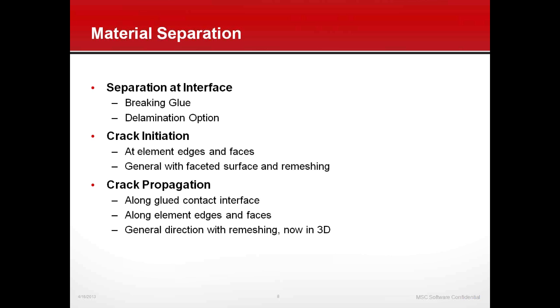Since many releases, we can do growth along glued contact interfaces. That was up to now the only option for 3D, full 3D. Now we can also grow along element faces and element edges for 2D and shells. And previously we could do general directions with remeshing in 2D and shells, but now we can also do that for 3D solids with tetrahedral elements.